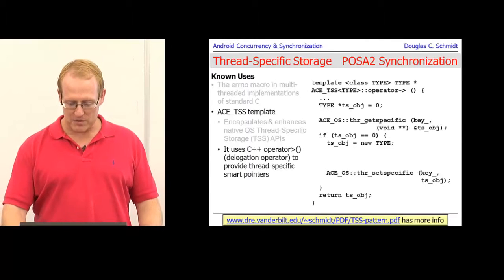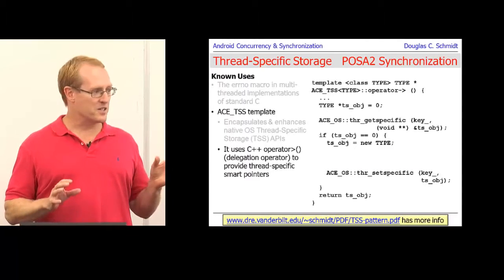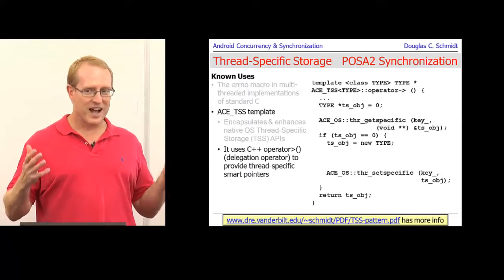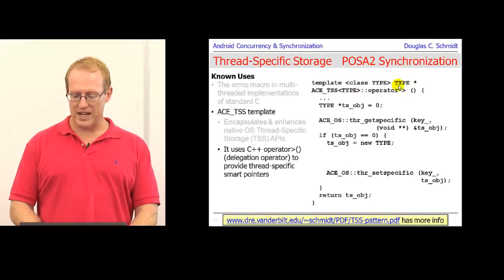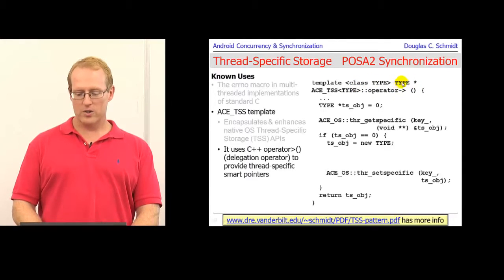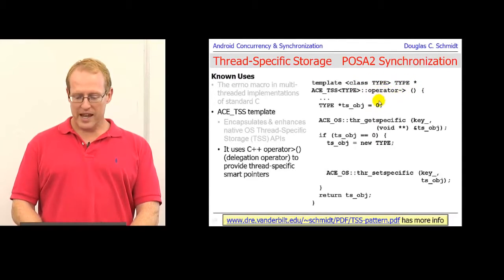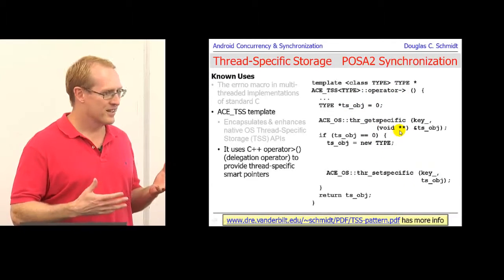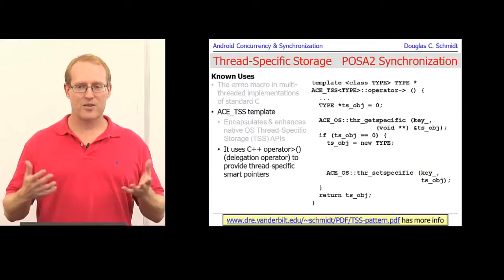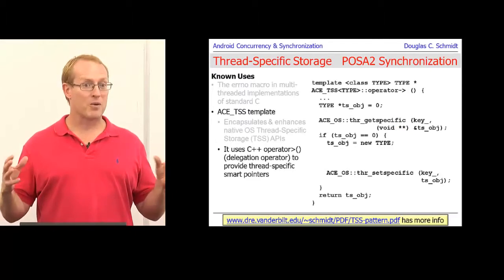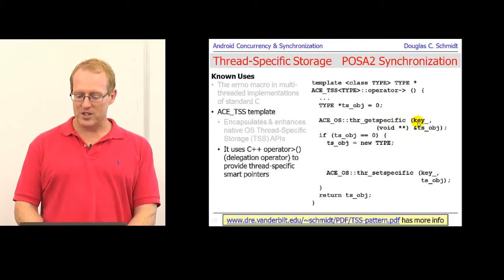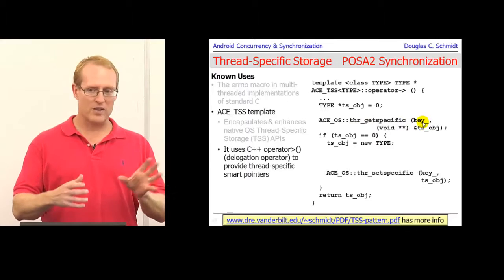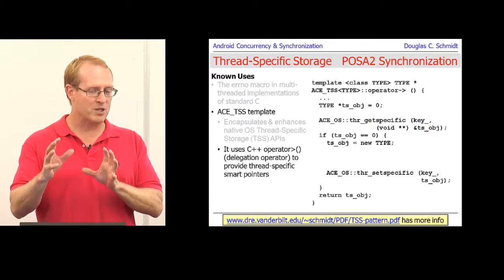So here's a little snippet of code from the ACE_TSS class, the most important piece. This is the operator arrow method. This is the delegation operator. And you can see that this thing is a template class. It returns a pointer to the type it's parameterized with. And when it's called, these are those hideous, low-level C-style thread-specific storage APIs, which nobody in their right mind wants to program against, by the way. So what it does is it comes along, and it would have cached this key_ in its constructor somewhere that uniquely identifies the specific object we care about.